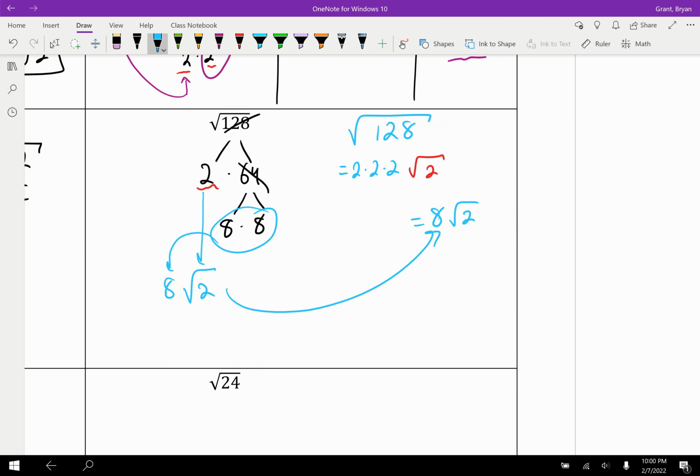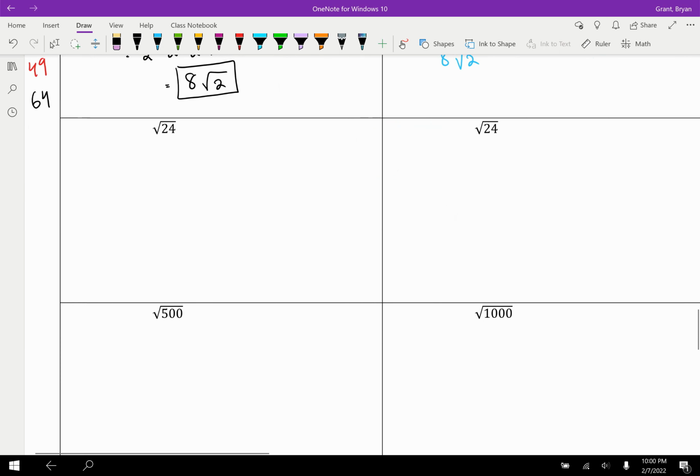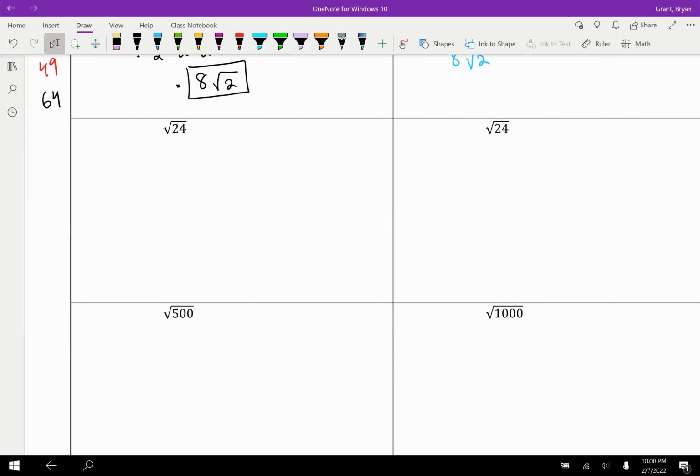And doesn't that match our answer on the other side? It seems a little bit quicker too. Just a trick to look for. Alright, let's try some smaller ones. These guys are actually in our factor tree, so let's make sure we can do them.